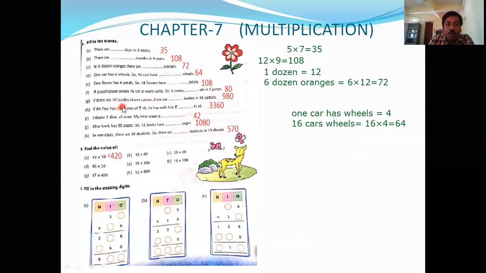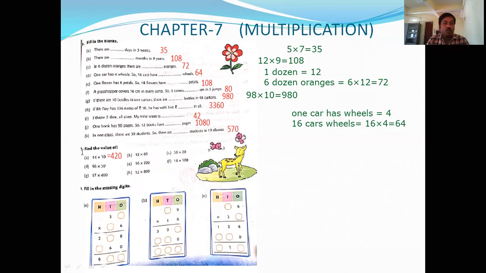Now, if there are 10 bottles in one carton, how many bottles are there in 98 cartons? So one carton has 10 bottles, and 98 cartons have 980 bottles. We multiply 98 by the number of bottles in one carton, and we get 980. In this way, we can solve this type of question.